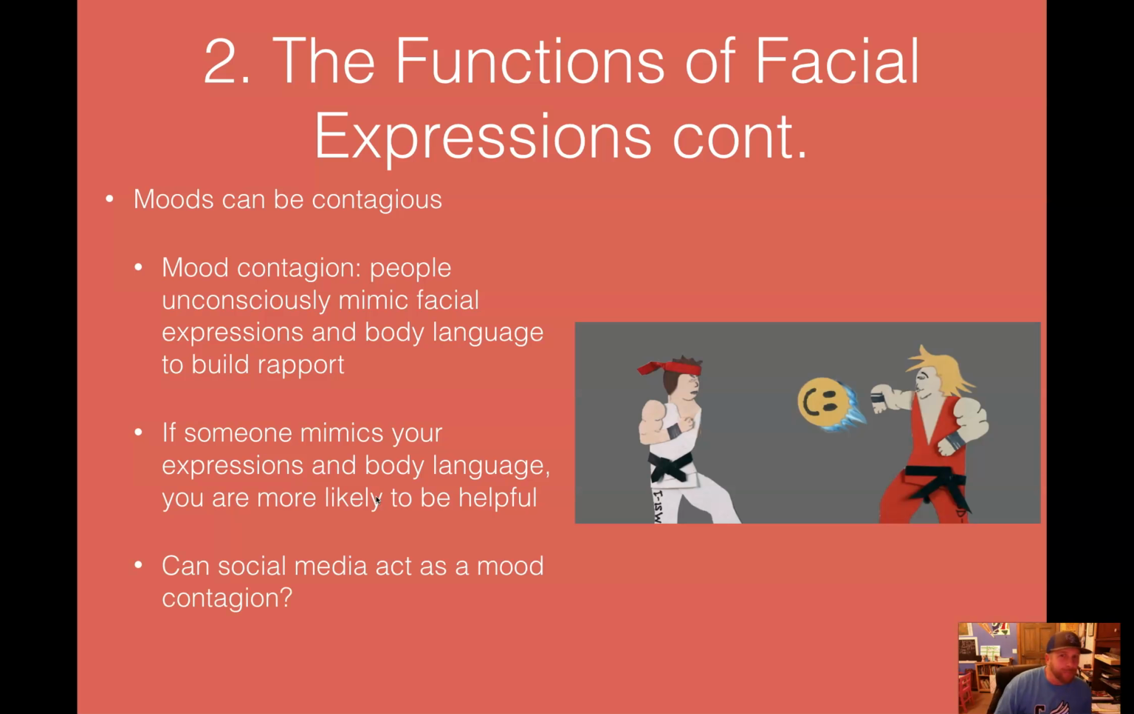Social media can probably be a form of mood contagion. From social media we can create fear, we can create rage, happiness. Maybe there are some really funny, happy videos out there that'll make you feel good. Some people use facial expressions to lie, though, so that's a tricky thing to think about. You can hide your emotions, and so sometimes you can trick people as well.